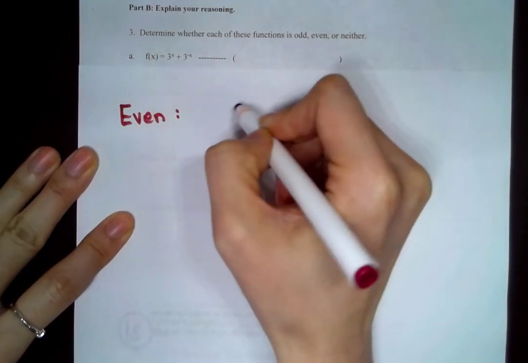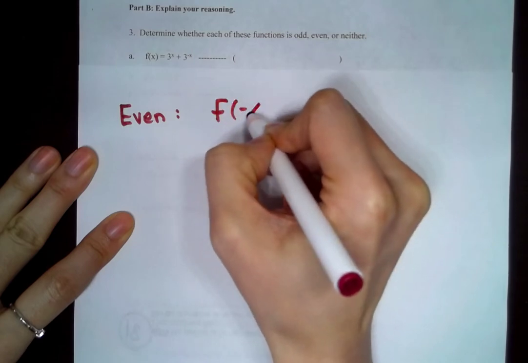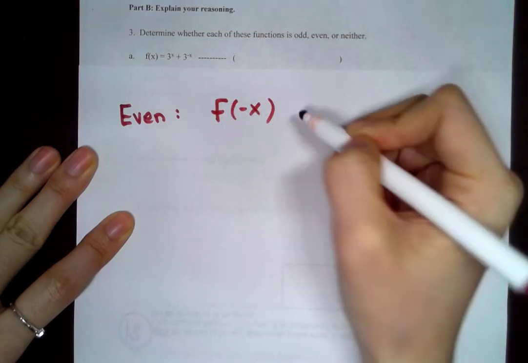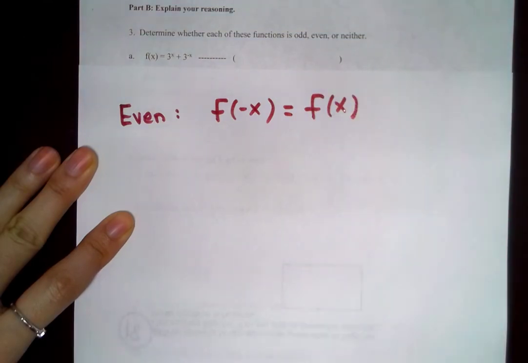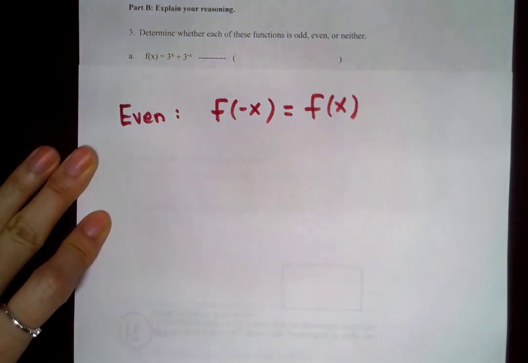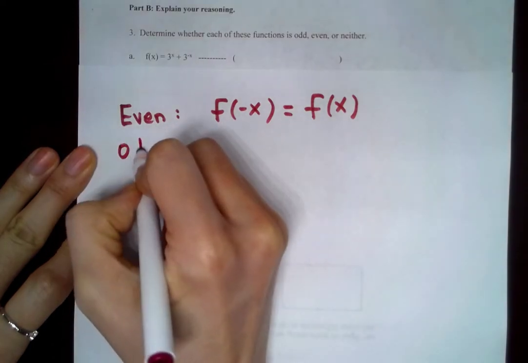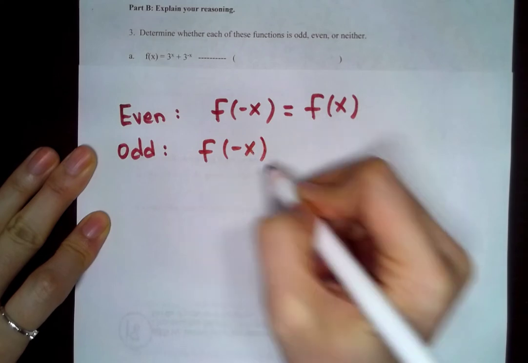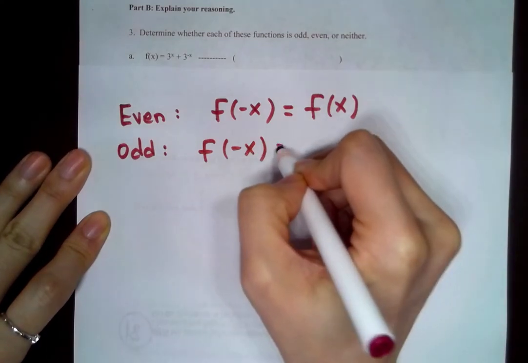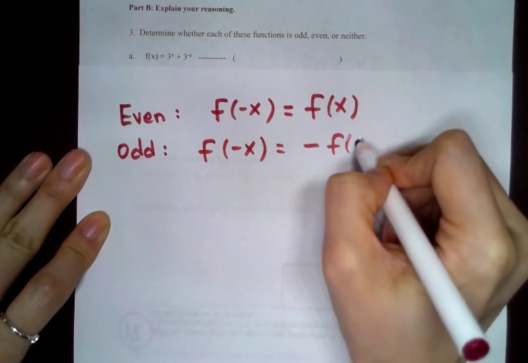Definition for the even: if you put negative x into the function, then you get exactly the same function as the original. That's even function. For the odd, if you put negative x into x, then you get negative f of x.